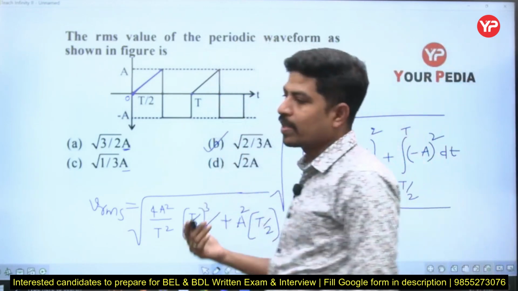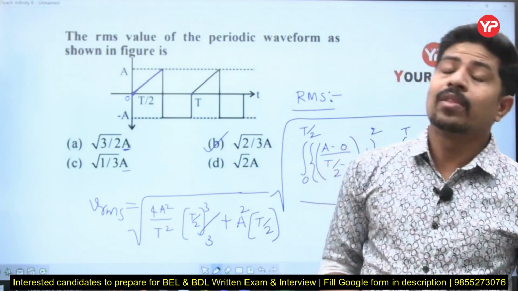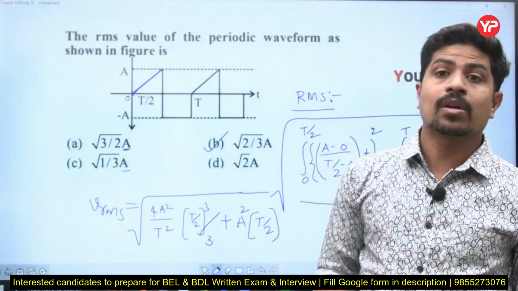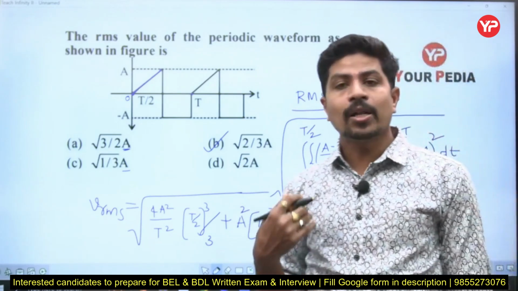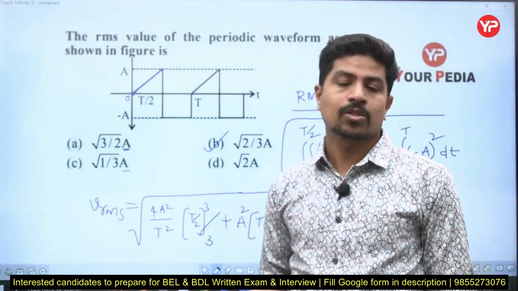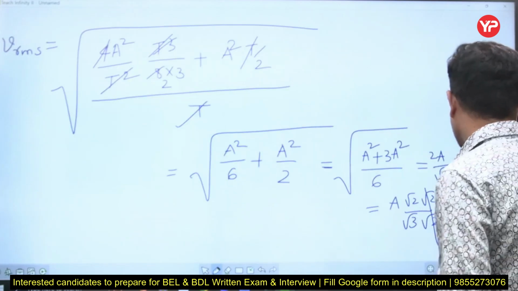Option B suits very well. See, go with the process. Yes, there are some shortcuts, but sometimes shortcuts will fail, not because the shortcut is wrong, but because you fail to apply it. Why? Because you may not remember the number of shortcuts. What are the shortcuts, sir?